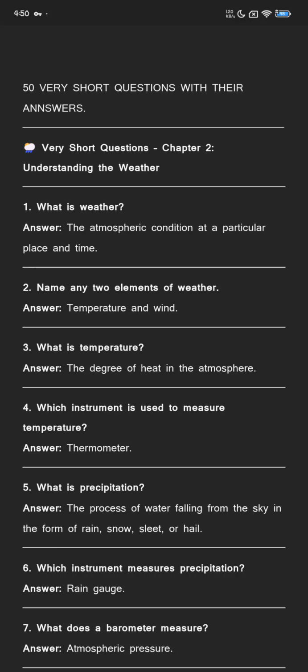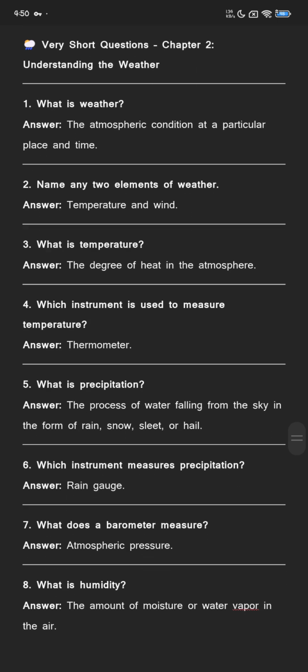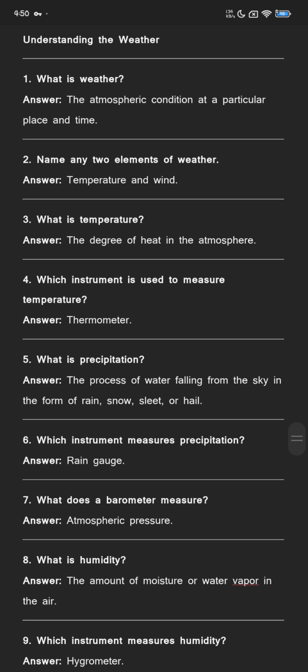Understanding the weather. Very short questions with answers. What is weather? The atmospheric condition at a particular place and time. Name any two elements of weather: temperature and wind. What is temperature? The degree of heat in the atmosphere.